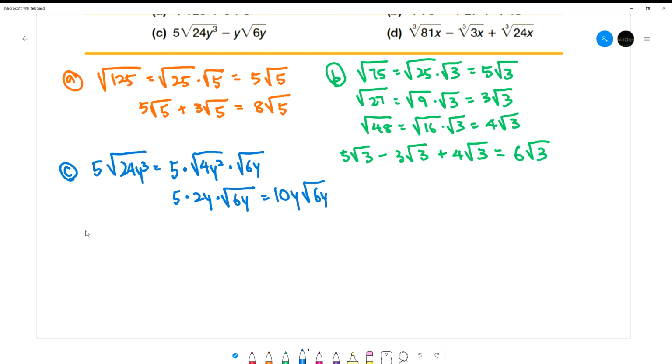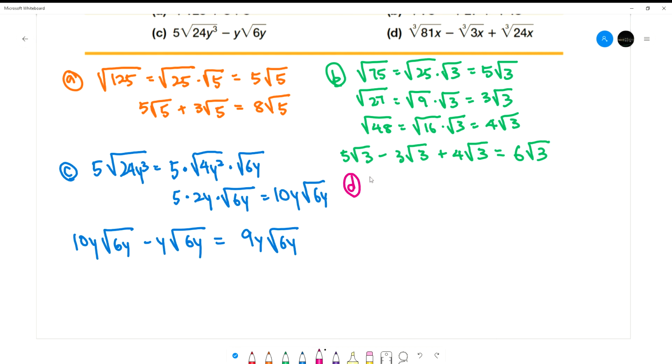So the problem rewritten should be 10y radical 6y minus y radical 6y. So these are like radicals. 10y minus y is 9y radical 6y. Okay, so hope you're doing okay. Please rewatch the video if you're getting stuck.